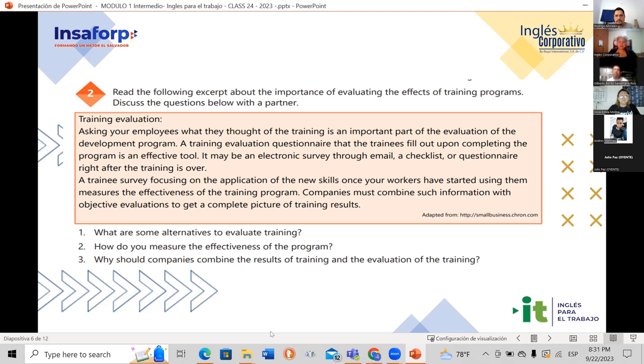That says, why should a company combine the results of training and evaluation of the training, right? The result of the trainings means scores, right? You can take into account the scores of the trainees in the exams, and also the result in a role play about the process that they have to do, or doing a practice about the process. So that could be the results of the training. And also the evaluation of the training, how they evaluate the training. So combining both the results and the evaluation, yes, you can see the effectiveness of that specific program.